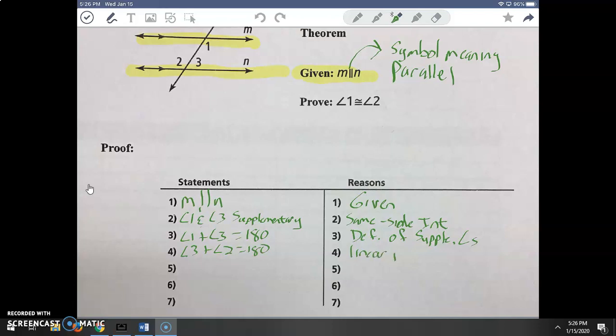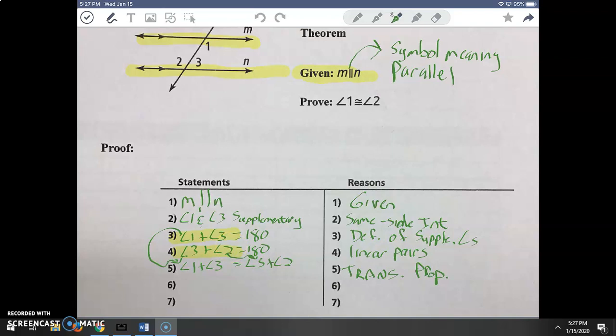Why? Linear pairs. Linear pairs are supplementary. So now if we look at these two things, if this equals 180 and step 3 equals 180, then they have to be equal to each other. So we could say angle 1 plus angle 3 is equal to angle 3 plus angle 2. I basically took the third step and the fourth step and plugged them in. We briefly talked about it: that's the transitive property. The transitive property is saying, if this equals 180 and this equals 180, then they have to be equal to each other.